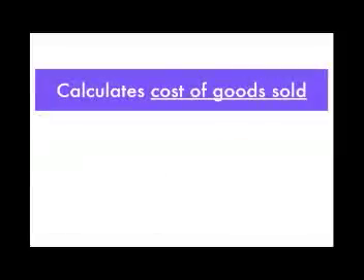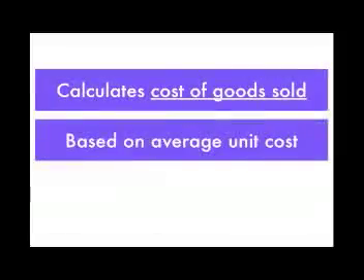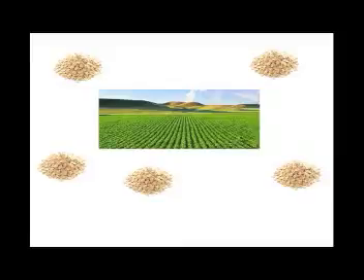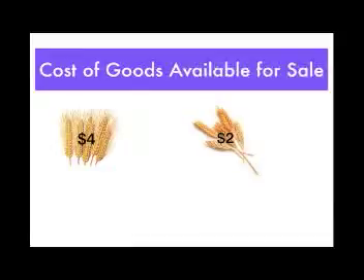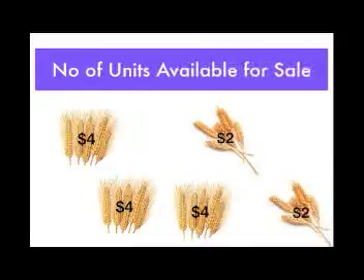The moving average method calculates the cost of goods sold based on the average unit cost. It is commonly used by industries where the stock being accounted for is very similar, like in the agricultural industry. The cost of goods sold is dependent on two factors, the cost of goods available for sale and the number of units available for sale.